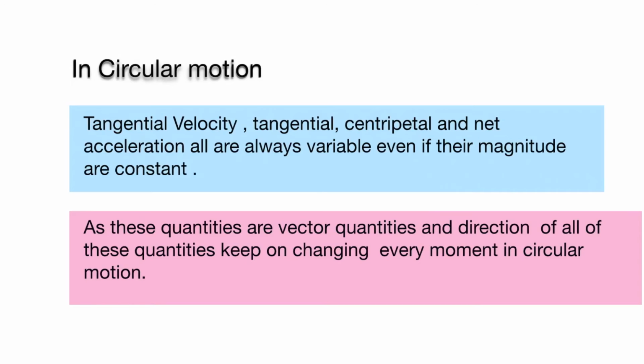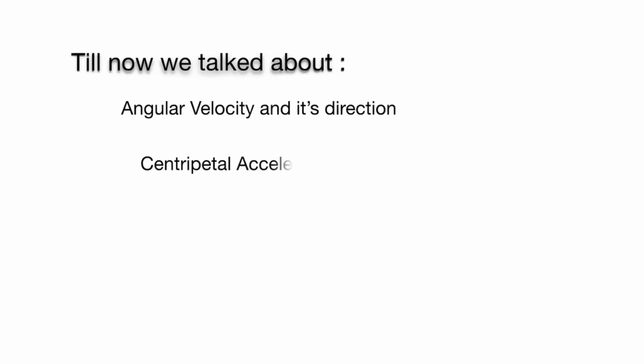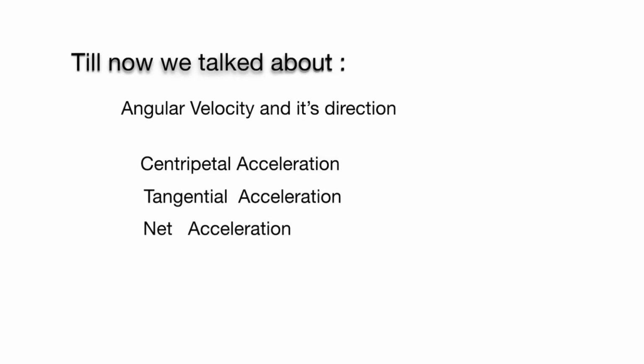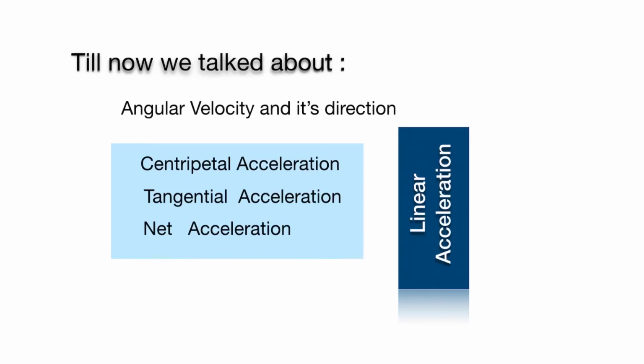So remember, these vector quantities like velocity, tangential, centripetal, and net accelerations are always variable in circular motion, irrespective of constant angular speed or constant angular acceleration. Till now we talked about angular velocity and its direction, the centripetal acceleration, the tangential acceleration, and net acceleration. These three accelerations are related to linear accelerations.